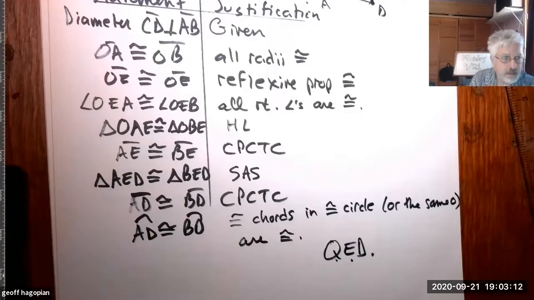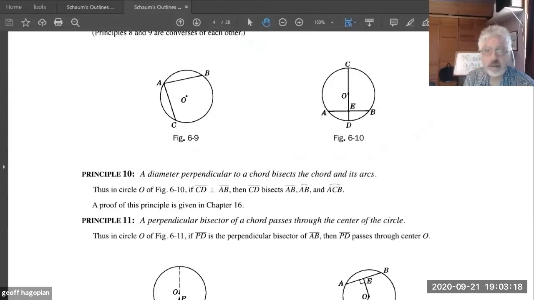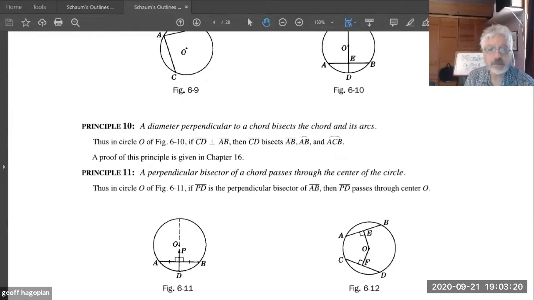How about more principles? Principle 11: a perpendicular bisector of a chord passes through the center of a circle. So it's a diameter, right? How would you prove that?